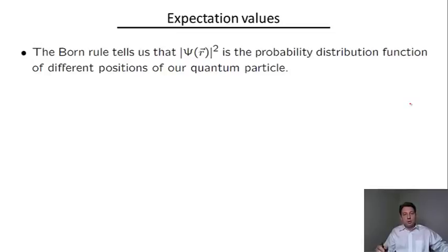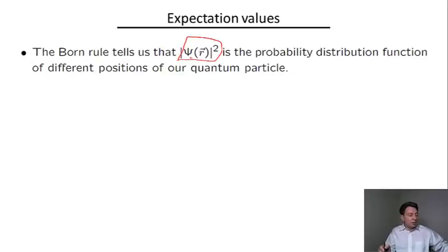In order to answer this question, we're going to use a method that oftentimes is used in science: first answering the question in a simple special case and then generalizing the results to a more general category of objects. The special case that we're going to consider is the measurement of a coordinate of a quantum particle. So the Born rule tells us that the absolute value of the wave function squared gives us the probability distribution function of different positions of a quantum particle.